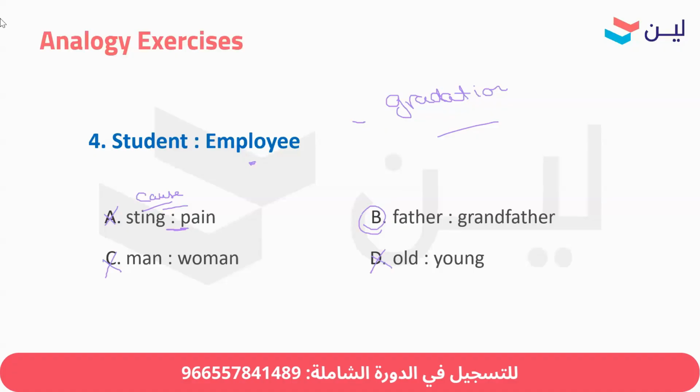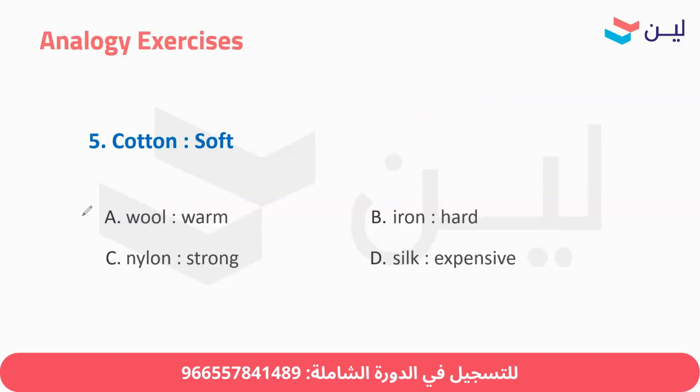Cotton to soft. I can say that the second describes the first, right? So, yeah. Okay. Well, good job. Yes, cotton to soft. This is the quality of it. It's B. Yes, iron is hard in the same way as cotton is to soft.